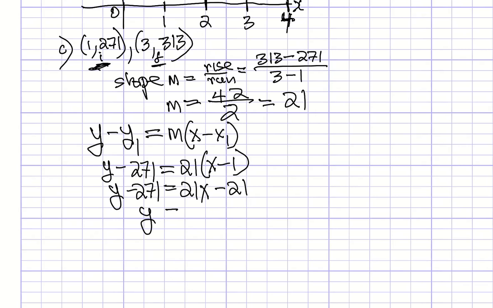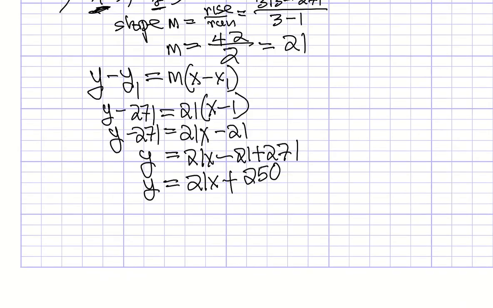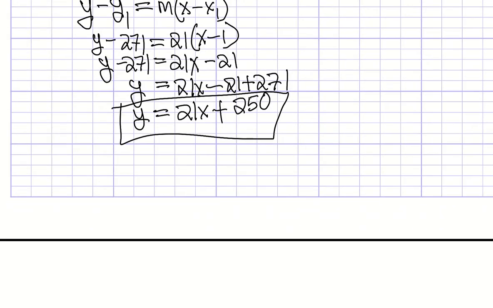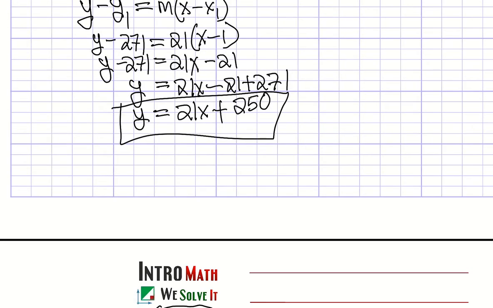We say y is equal. So we'll move 271 to the other side. It becomes positive. We got 21x minus 21 plus 271. Okay, so we'll simplify that. We got 21x plus 250. That's actually it, we're done with that. See, slope-intercept form: the slope is 21, as we found it, and the y-intercept is 250.